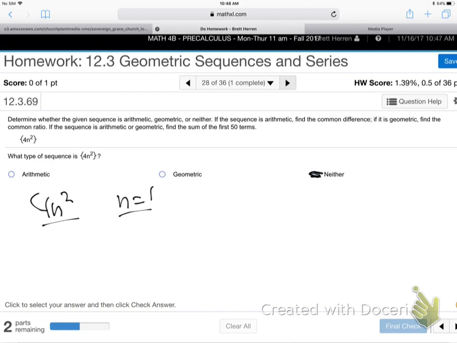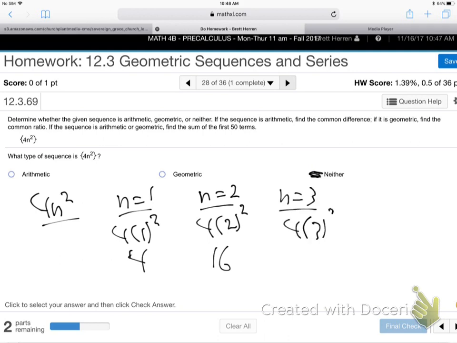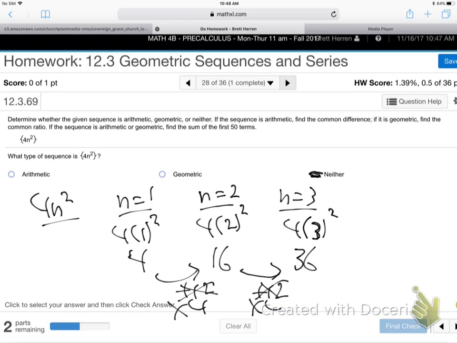If I let n be 1, 4 times 1 squared, get 4. If you let n be 2, you get 4 times 2 squared. 4 times 4 is 16. If you let n be 3, you get 4 times 3 squared. 4 times 9, 36. So what's happening? Add 12, add 12? No. It's not adding 12, adding 12. Is it multiplying? Times 4, times 4? No, 16 times 4 is not 36, it's 64. See, it's neither adding nor multiplying. It's neither. Makes sense? That good? Can I move on?